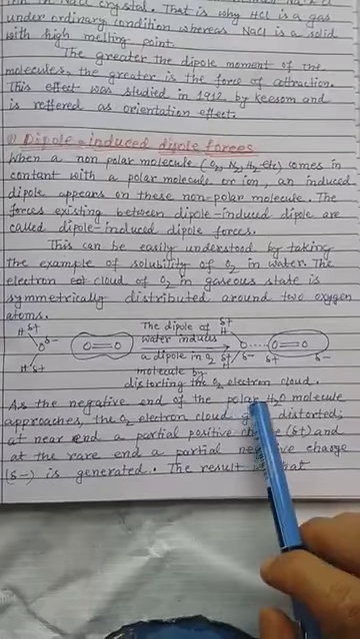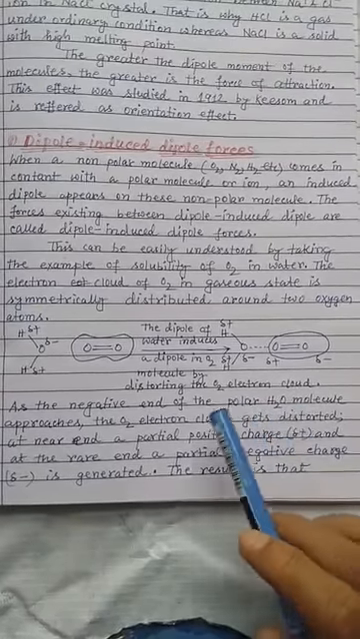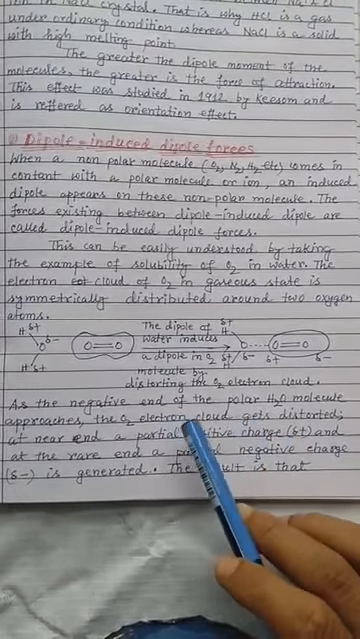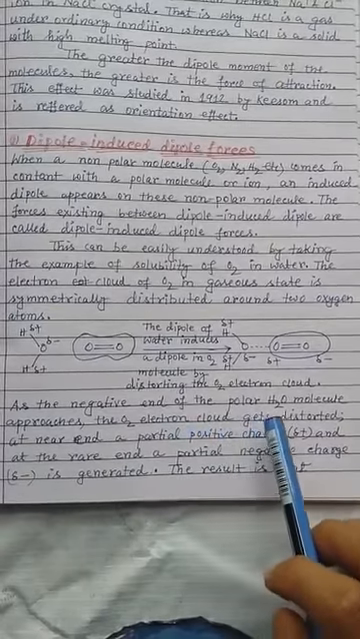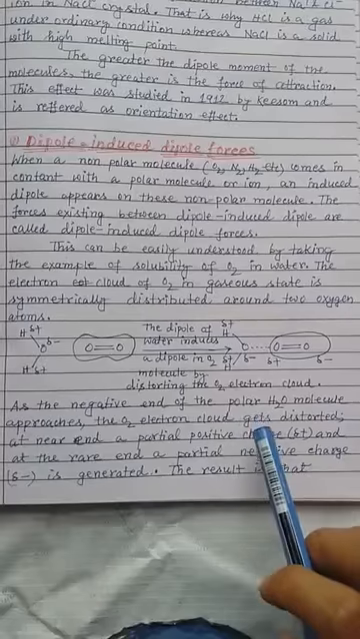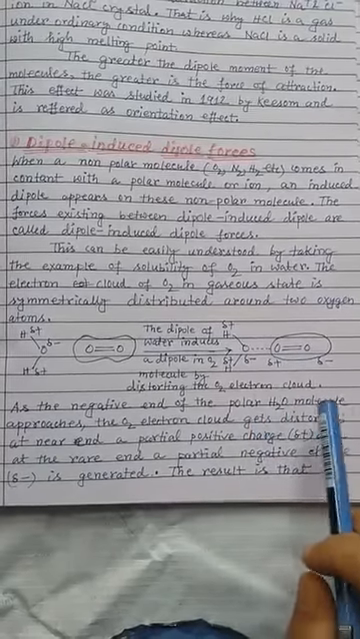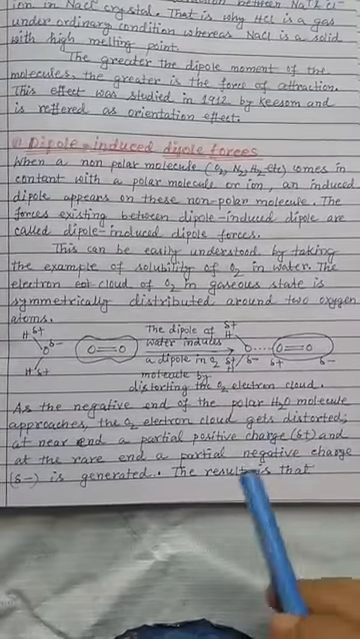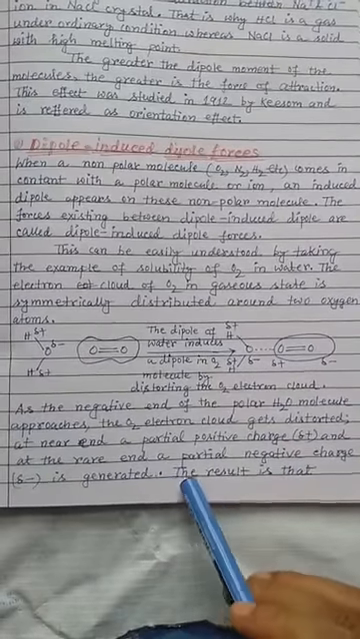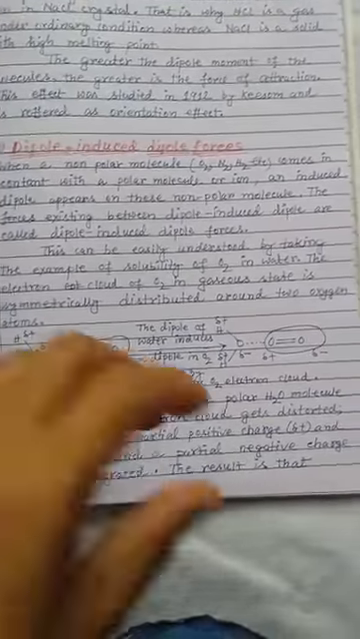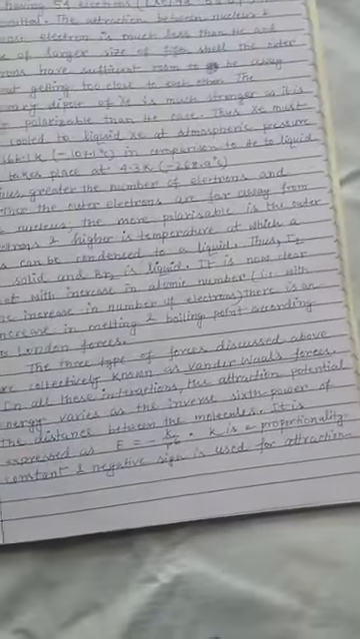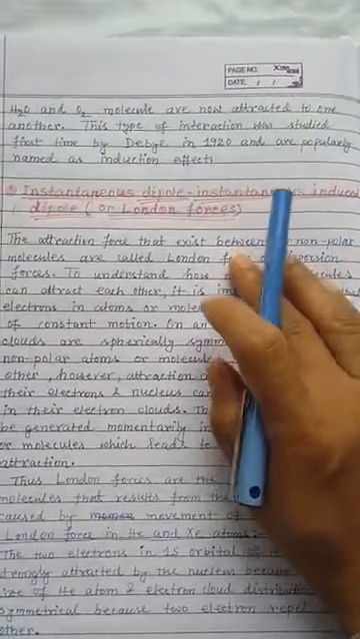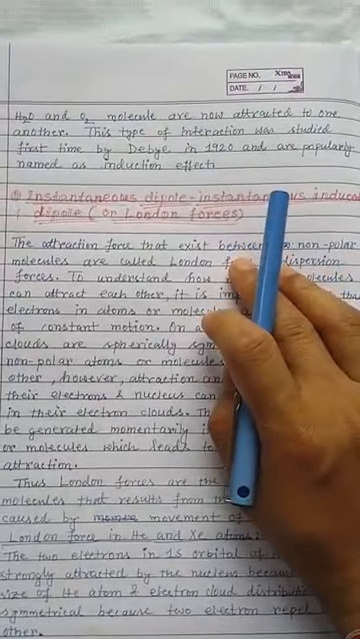Okay, so as the negative end of the polar water molecule approaches, the oxygen electron cloud gets distorted. At the near end a partial positive charge, delta positive, is generated, and at the rear end a partial negative charge, that is delta negative, is generated, and the result is that water and oxygen molecules are now attracted to each other.